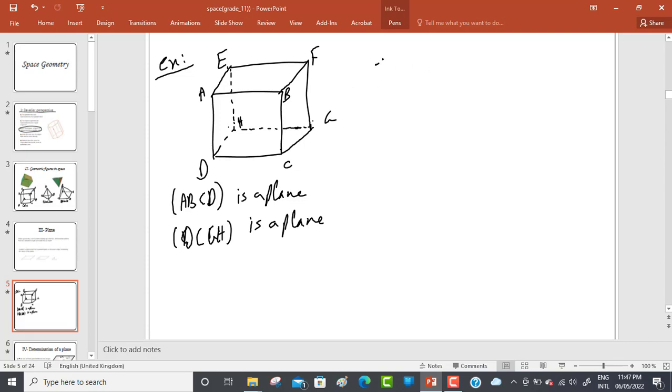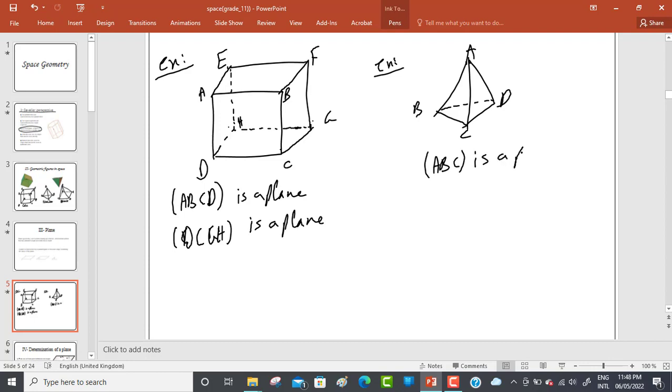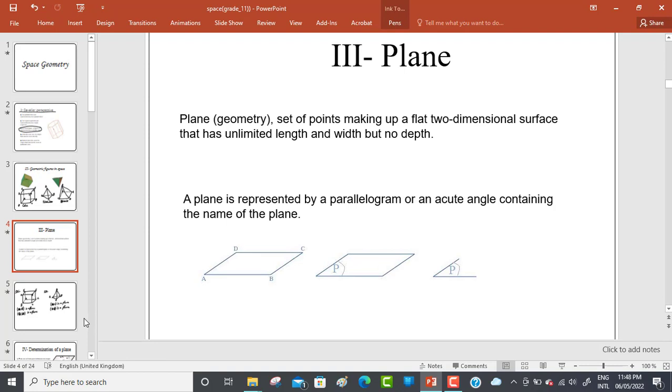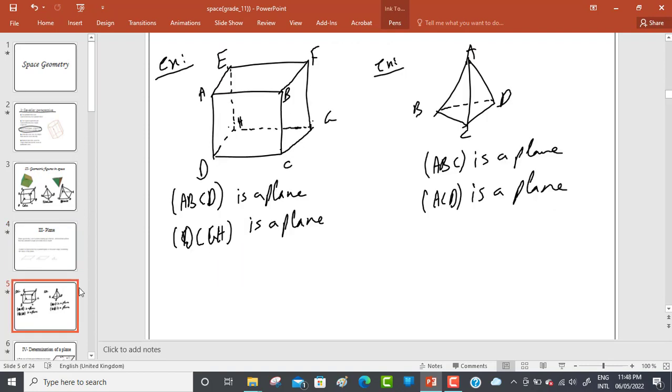Okay, another example, if you take a tetrahedron ABCD, the triangle ABC is a two-dimensional surface, so ABC is a plane. ACD also is a two-dimensional surface, also a plane. Okay, so any surface that has no depth is called a plane. Usually a plane is represented by a parallelogram. When we have to draw a plane, we draw it as a parallelogram.